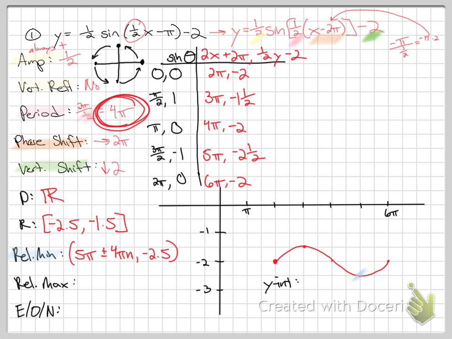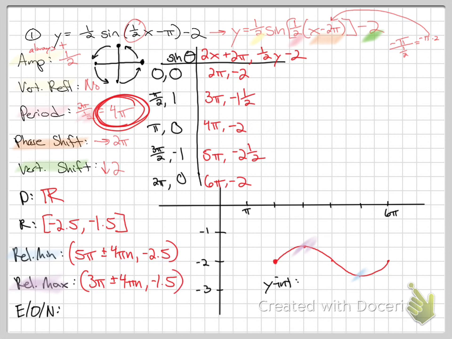Do the relative max. Top of a hill. That is at 3 pi. But it happens every plus minus 4 pi n. And it is at negative 1.5. Parentheses because it's a point.